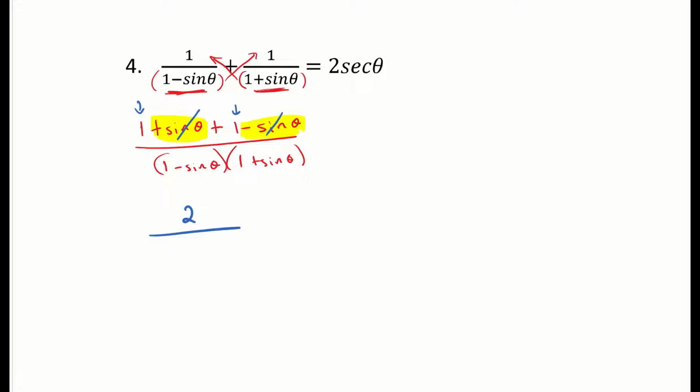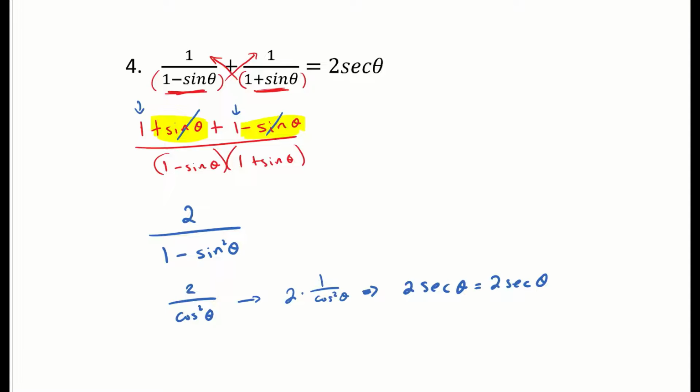In the denominator, we said it's the factors of a perfect square. So when we factor them out, I end up with 1 minus sine squared theta. Now that's an actual identity, and that is going to be cosine squared theta. I can rewrite 2 over cosine squared theta, and if we can't see it, we can also rewrite it in the form of 2 times 1 over cosine squared theta, and that's going to give us 2 secant theta, which is exactly what we wanted to end up with, right? So in this case, we proved that it is an identity.